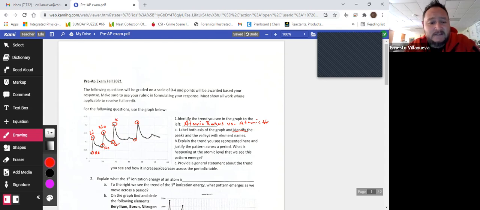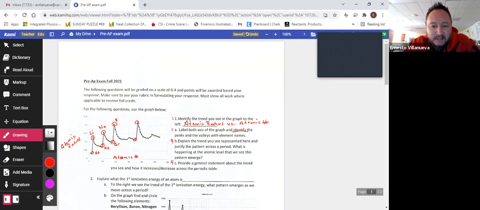I also asked you to label the axes. This should have been as simple as putting atomic number here, and then over here, atomic radius. That's literally all you had to do for this question. This question was worth 1 point, this question was worth 1 point, this one was worth 4 points, and this one was worth 4 points.